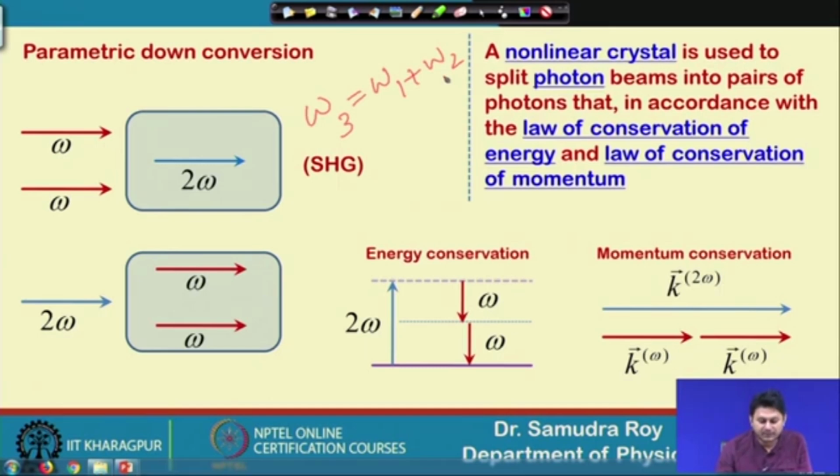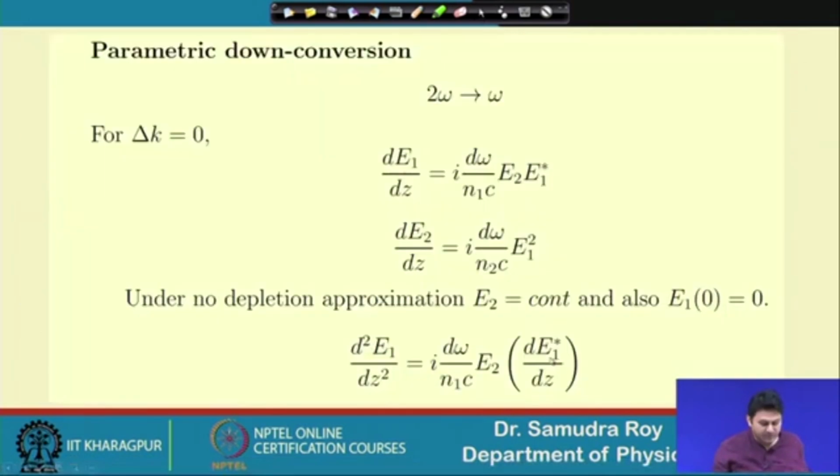In a similar way, for the degenerate case, I can generate from 2 omega, omega and omega, because omega 1 and omega 2 are the same right now. And the momentum conservation suggests this, which is nothing but the collinear phase matching. Now, the question is, is it really possible to generate? It is really possible to generate. So, in parametric down conversion, what we are trying to do is generate omega from 2 omega.